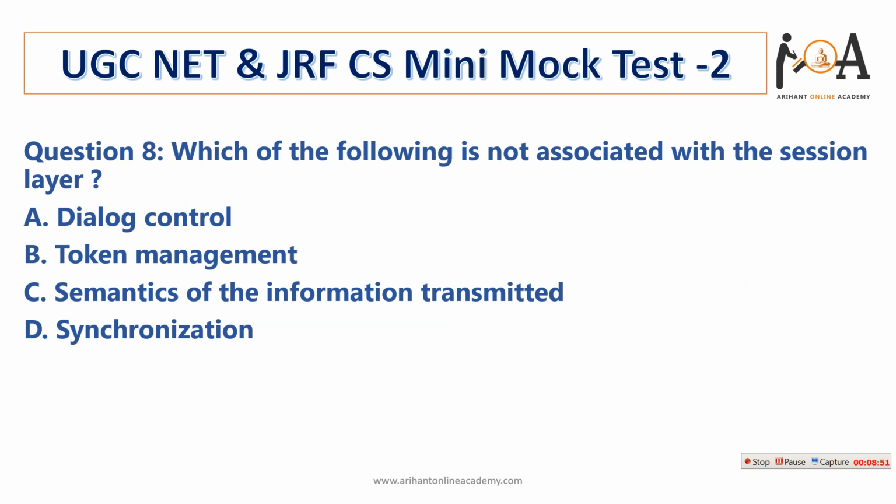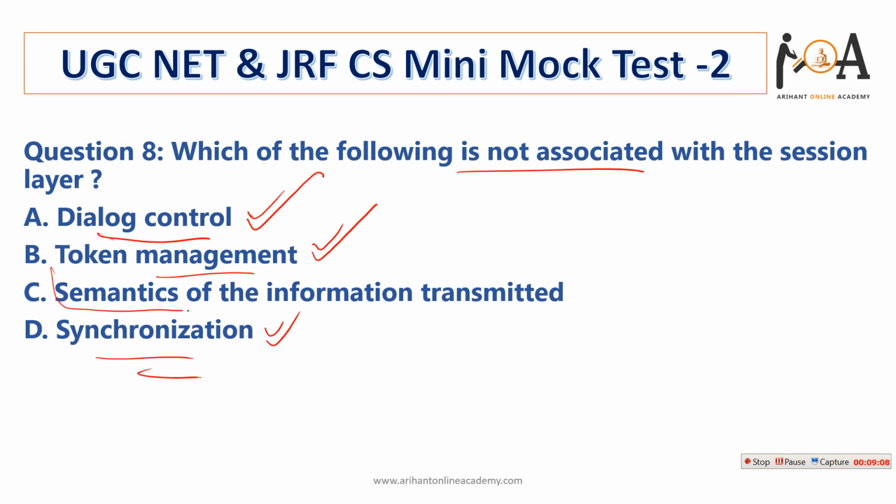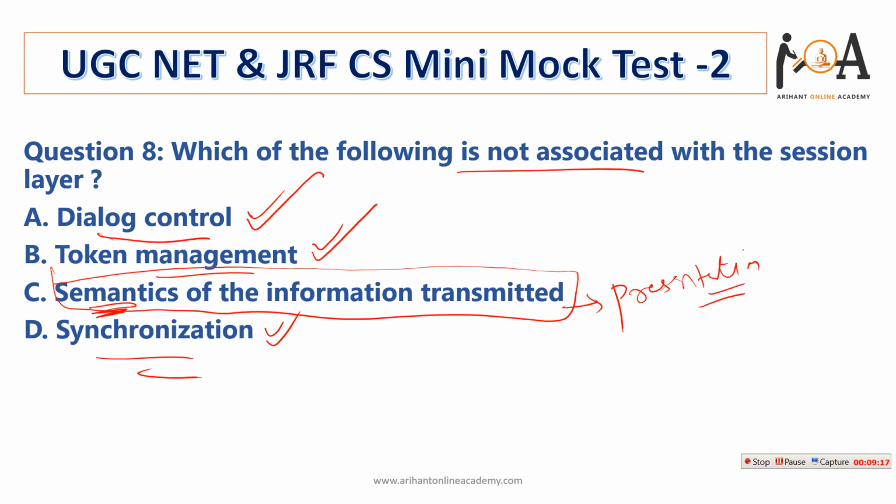The next one is, which of the following is not associated with the session layer? So basically four functionalities are given to us. Dialog control is a functionality of the session layer. Token management is also a functionality of the session layer. Synchronization is also a functionality of the session layer. But semantics of the information transmitted is a functionality of the presentation layer. So option C is the correct answer.